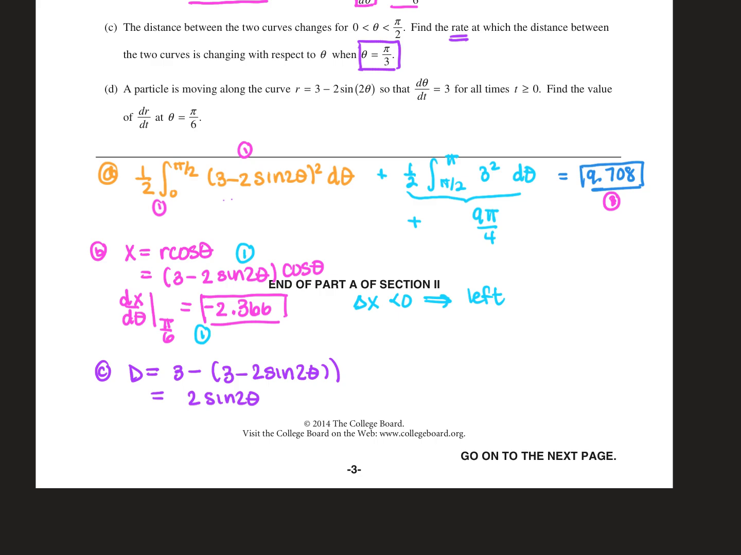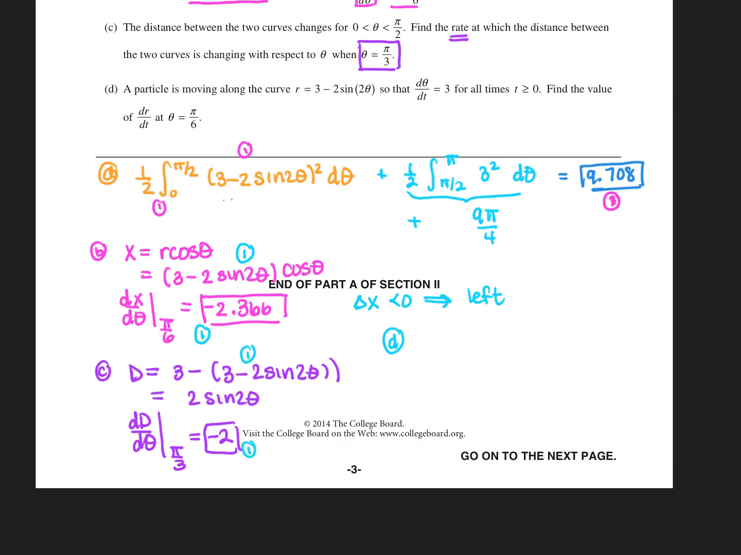We want to know how the distance is changing at theta equals pi thirds. When you put that in your calculator, you get negative 2. This means the distance between the two curves is decreasing. They didn't ask us to interpret it, but we should understand what it's saying. So part C is worth 2 points, 1 for the expression for the distance and 1 for the answer.